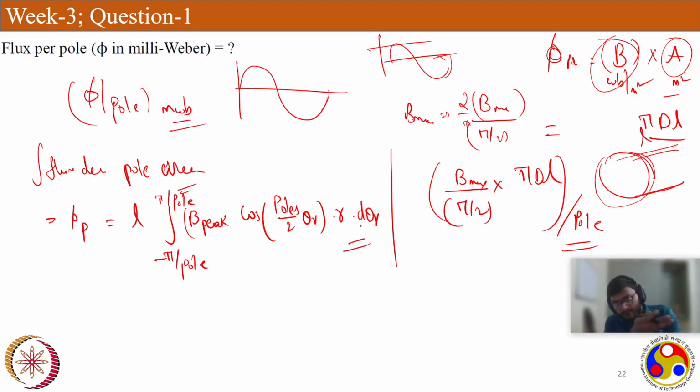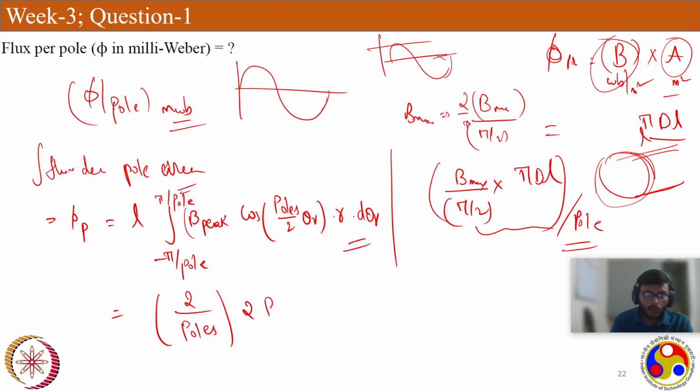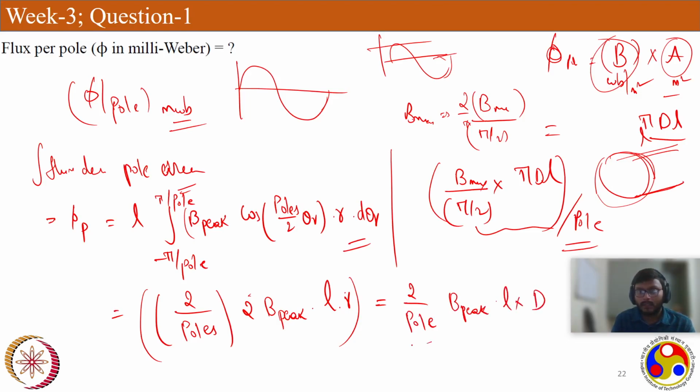Even if you solve this integral, it will come down to this only. It's a shortcut to remember. Or let's see if you simply solve it now. Take the cos integral and substitute the limits, and you will get 2 by poles multiplied by 2 B peak L into R. This 2 times the radius is nothing but the diameter, right? So the final formula will be 2 by poles B peak length into diameter, 2 by pole B peak LD.